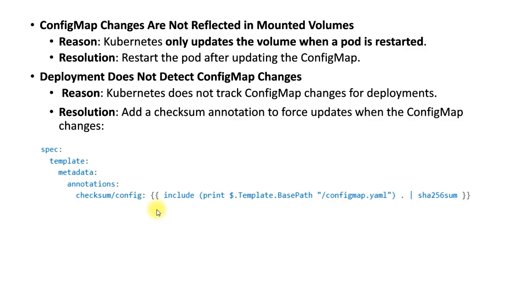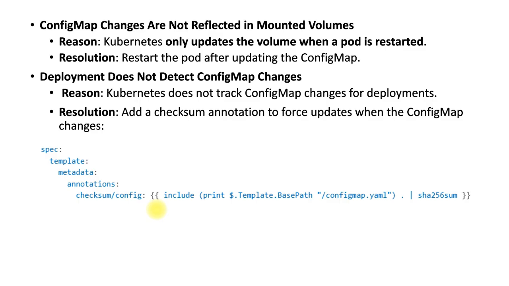Third reason could be ConfigMap changes are not reflected in mounted volumes. So that we already discussed in previous slides. So basically Kubernetes only updates the volumes whenever your pod is restarted. So you have to restart your pod, then only the new changes, whatever you have modified in your ConfigMap, will be updated.